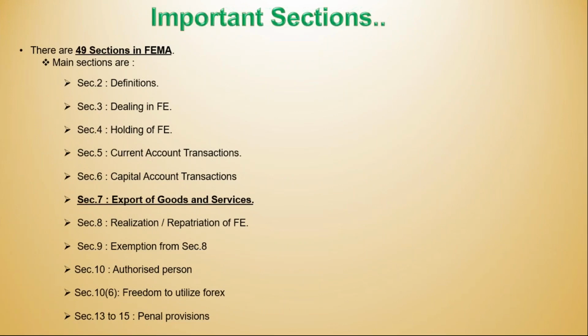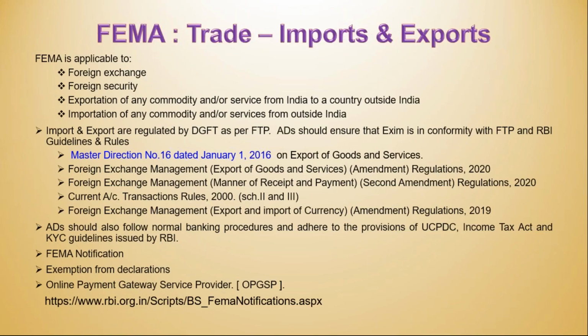In the FEMA, as I told you, there are 49 sections, but all the sections are not so relevant. For us, only section 7 is relevant, that is export of goods and services. This portion only is relevant to us. And the FEMA is applicable broadly for foreign exchange and foreign security, then export and import, either goods or services. For these transactions, the FEMA regulations are applicable.